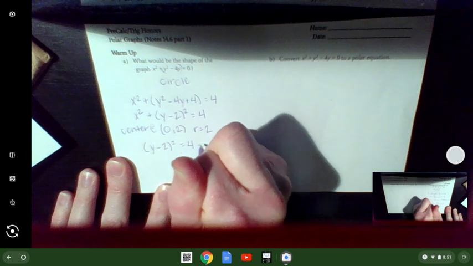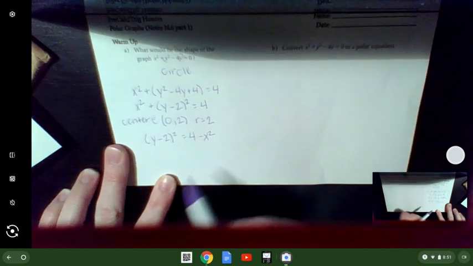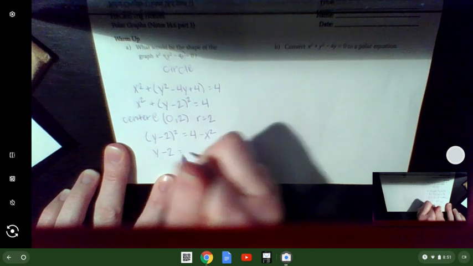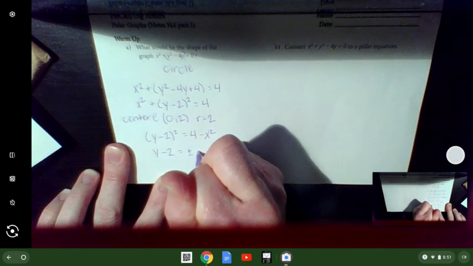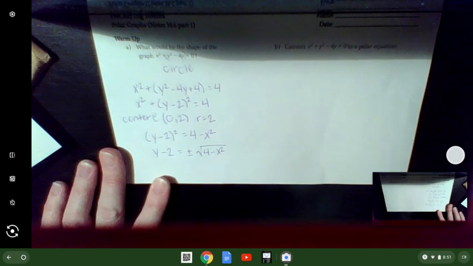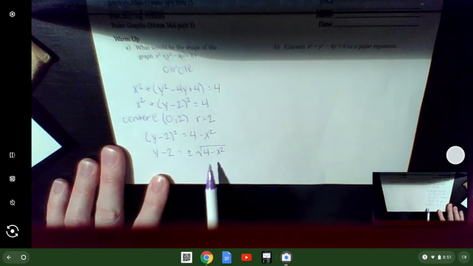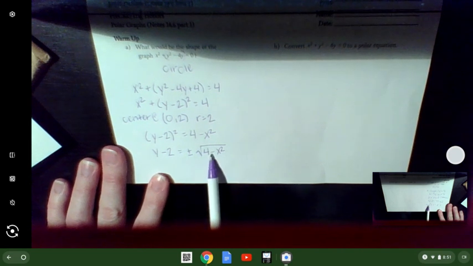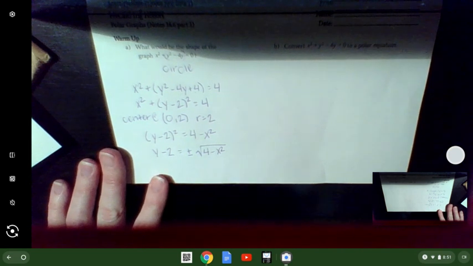4 minus x squared. Square root both sides to get rid of that squared. So I have y minus 2 equals plus or minus. If we didn't have that plus or minus, that would not give us a circle. And no, square rooting 4 minus x squared does not give you 2 minus x. Multiple terms, things separated by plus or minuses, do not square root that easy.